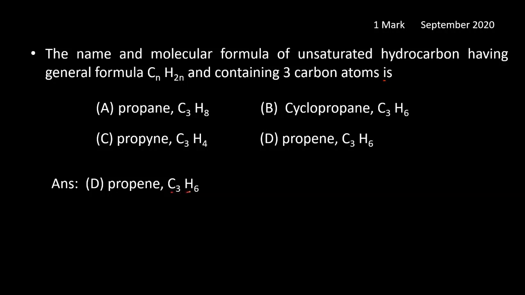We can easily calculate the molecular formula of unsaturated hydrocarbon containing 3 carbon atoms using the general formula CnH2n. Substitute n equal to 3 in this formula. C3H2 into n is 3. It becomes C3H6.